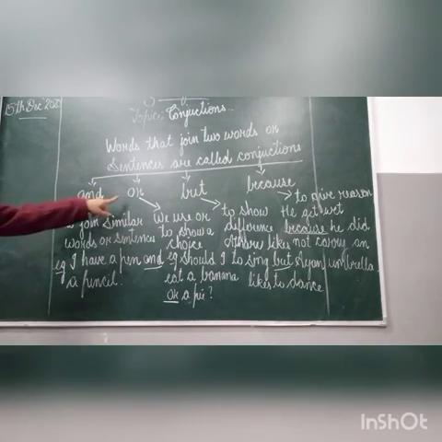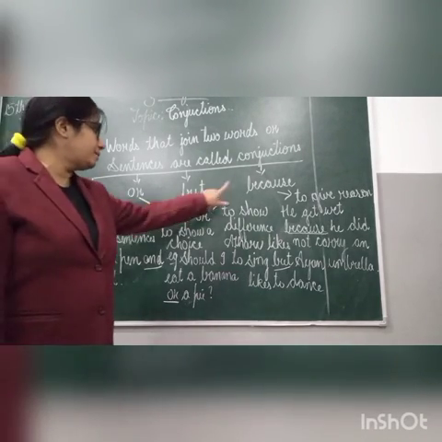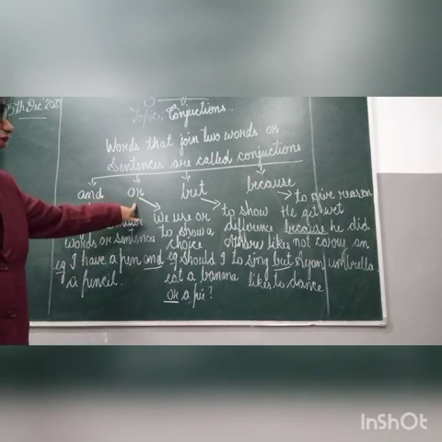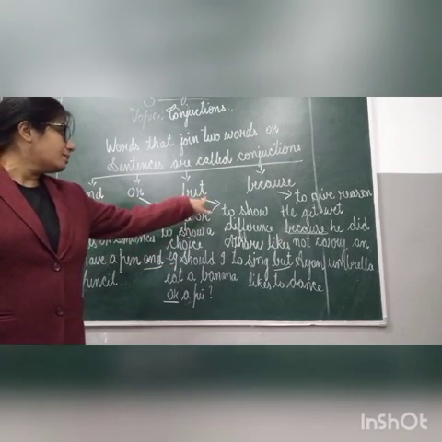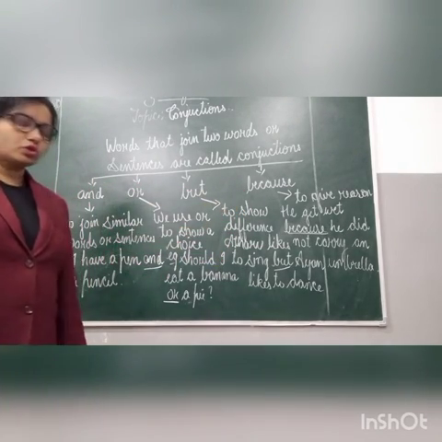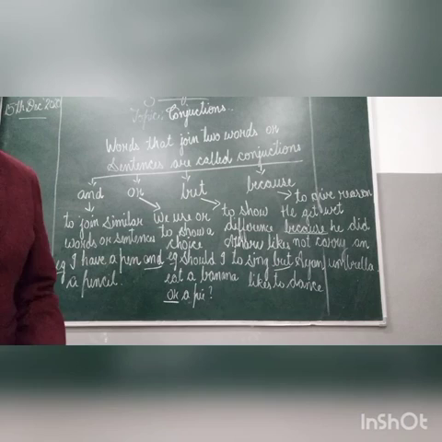So there are 4 conjunctions: and, or, but, because. We use and to join similar words or sentences, or to show choice, but to show difference, and because to give reason. I hope you understand this.